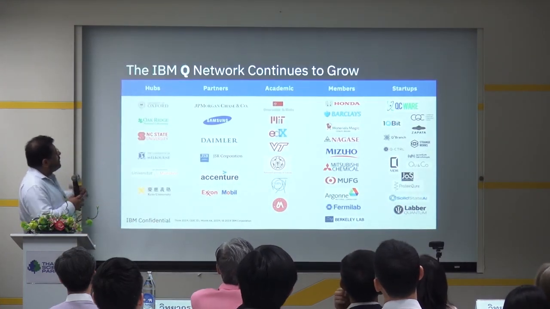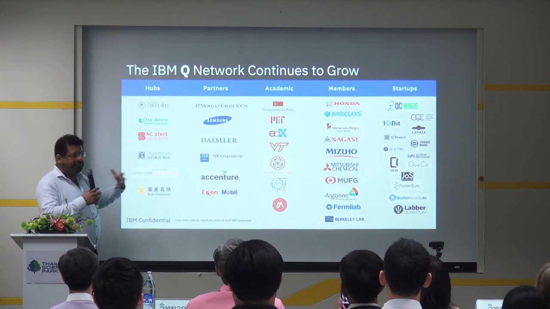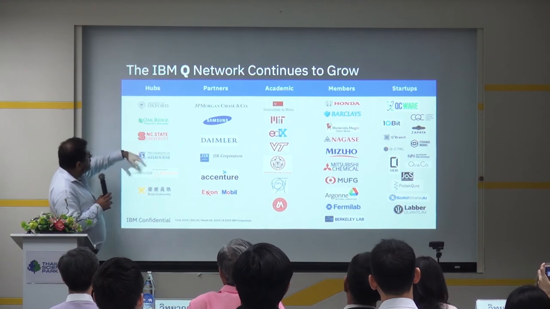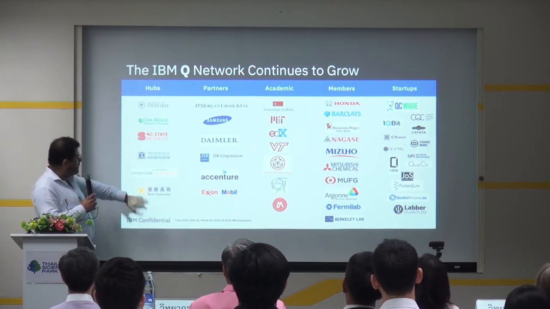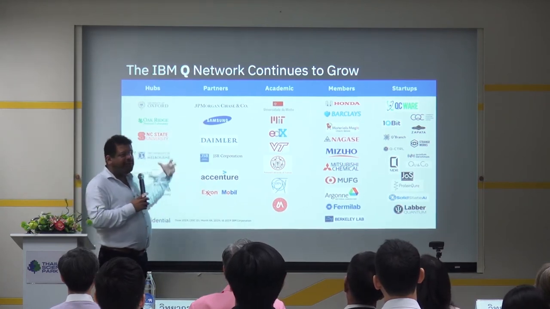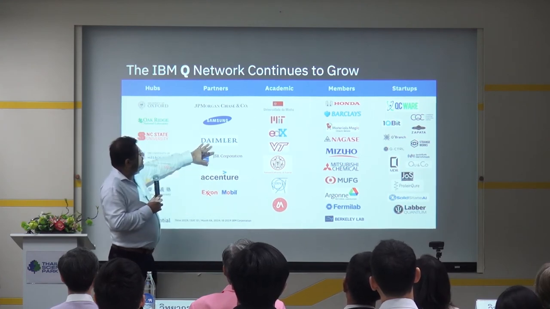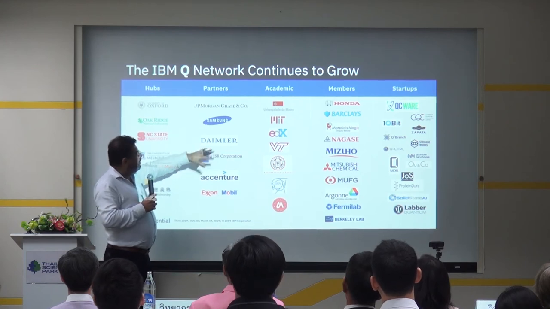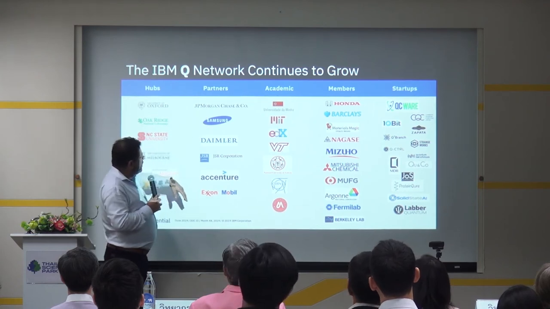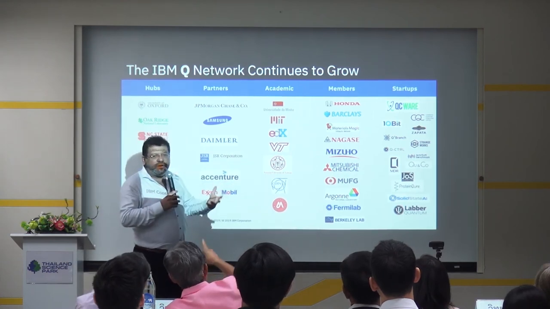Here's an example of the different networks that we work with. They all have different types. Hubs are generally centers that are like extensions of IBM Q. You can see different universities: Oxford, North Carolina State, Keio University, which you mentioned earlier, out of Japan. Partners are companies that we work with directly, meaning they have a particular use case or use cases that they want to work on and develop. We have Daimler, for example, looking at optimizing vehicle manufacturing; Morgan Stanley and Chase, optimization in finance; Accenture; and Exxon Mobil, looking at energy. Academics are ways of teaching quantum computing to prepare people.